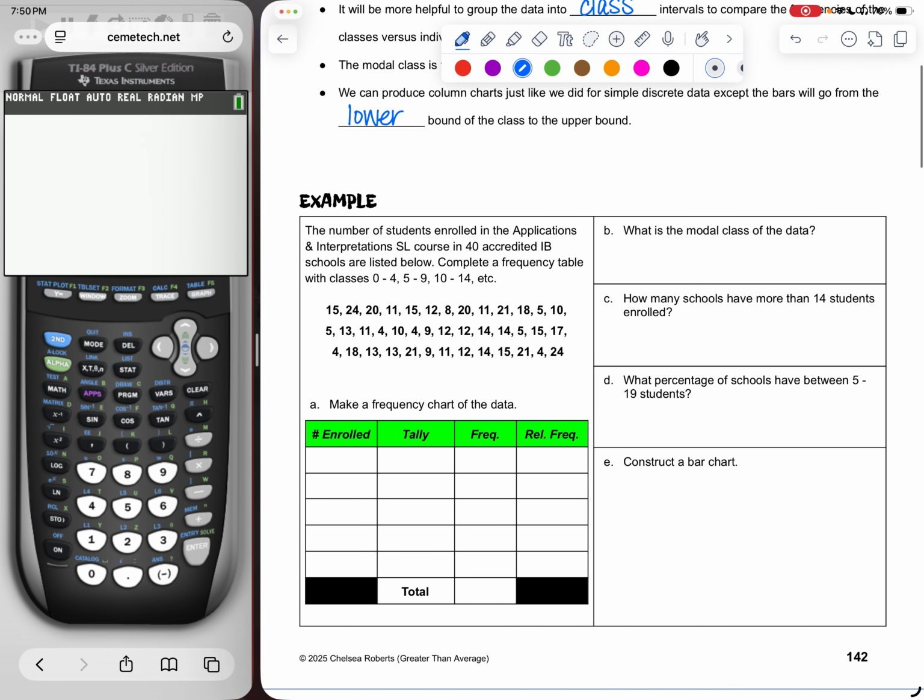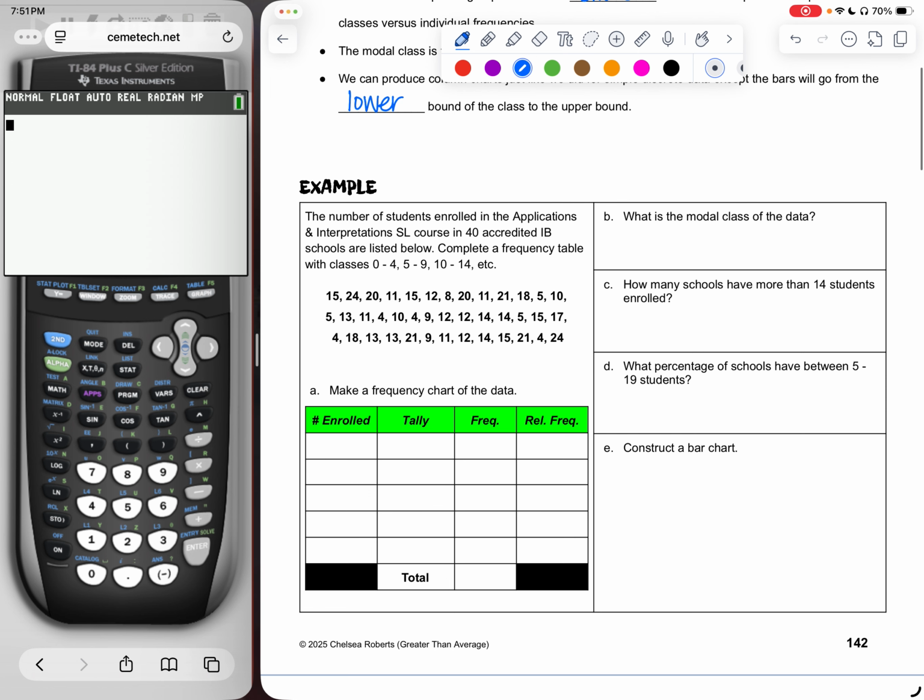So for this example, it says the number of students enrolled in the Applications and Interpretations SL course in 40 accredited IB schools were listed below. Complete a frequency table with the classes 0 to 4, 5 to 9, 10 to 14, etc. So that is what we want to do here. Under number enrolled, we're going to have 0 to 4, 5 to 9, 10 to 14, 15 to 19, and then 20 to 24.